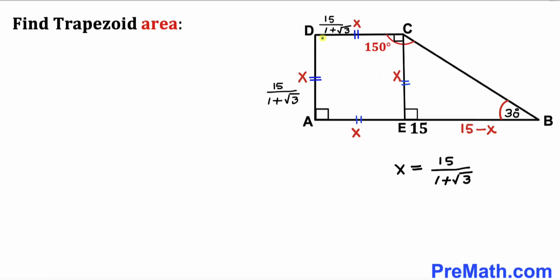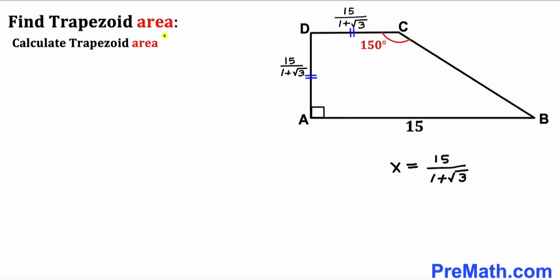And likewise our base CD is going to be 15 divided by 1 plus square root of 3. And here's our final step. Let's go ahead and calculate the area of this trapezoid. And now let's recall the area of a trapezoid formula. Area equals h times (a plus b) all over 2.